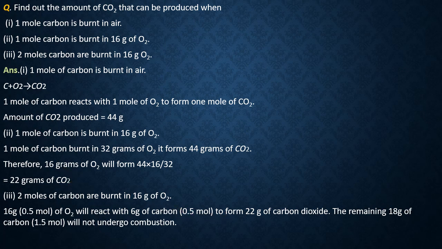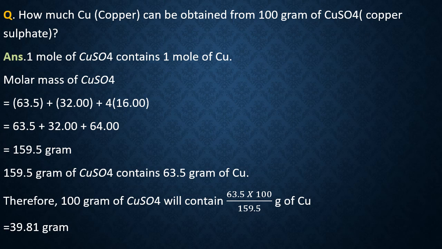Further problems will clarify stoichiometric calculations. How much copper can be obtained from 100 gram of copper sulfate? What is the molar mass of 1 mole of copper sulfate? It is 159.5 gram. Now please see, in 159.5 gram of copper sulfate, how much gram of copper is there? 63.5. Correct. So when we use 159.5 gram of copper sulfate, we get 63.5 gram of copper.